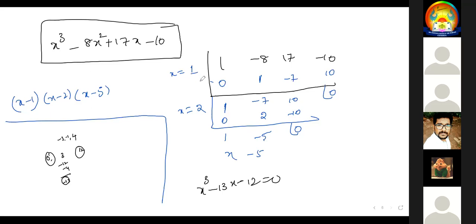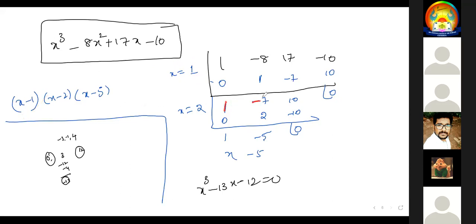First we have to keep 0, then add both the things. 1 plus 0 is 1. Again, 1 ones are 1. Minus 8 plus 1 is minus 7. Minus 7 ones are minus 7. 17 minus 7 is 10. Again, 10 ones are 10. Add those two, it will become 0.